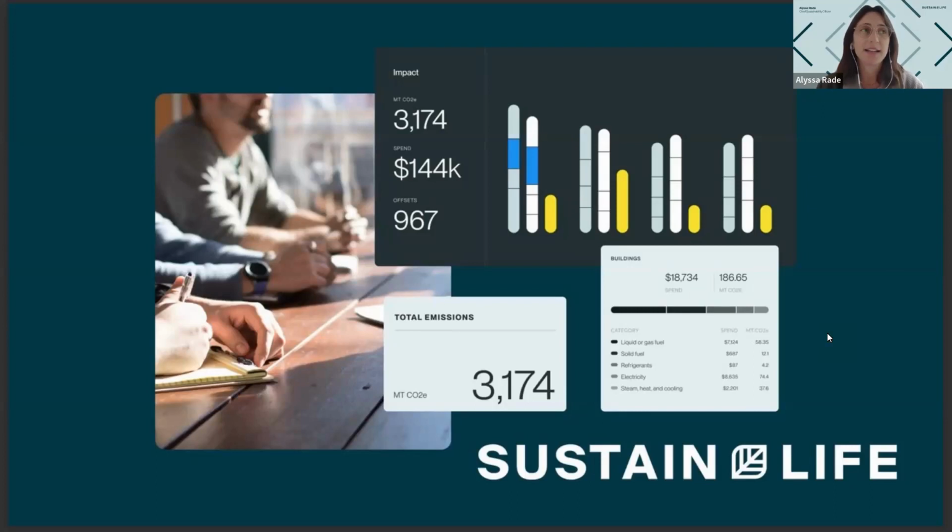Our mission at Sustain is to make climate action and sustainability accessible to all of the businesses that need it. We really passionately believe across our company that every business needs to understand and really command their carbon footprint in order to meaningfully drive decarbonization and maintain long-term resilience.